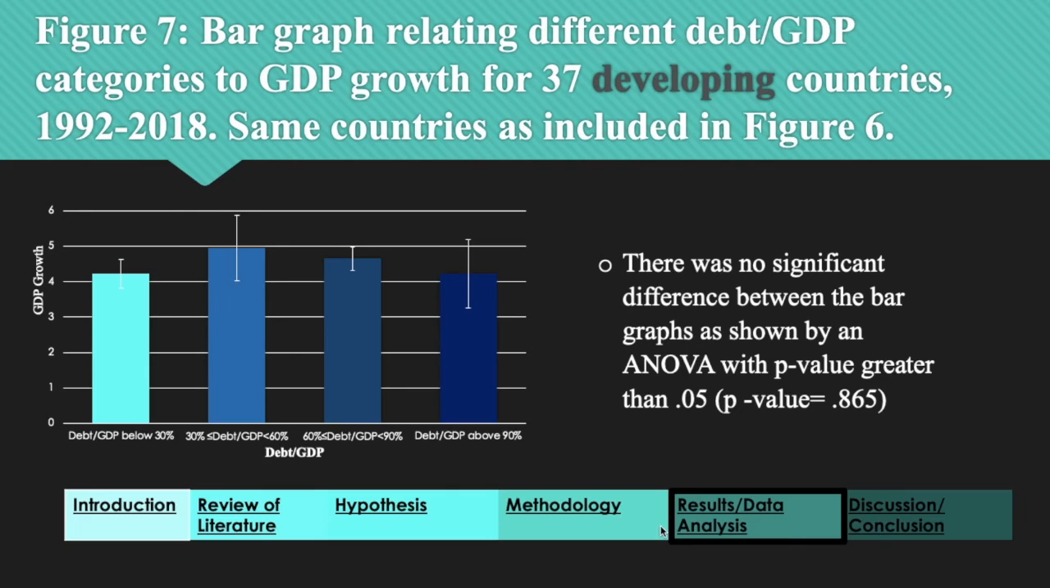Figure 7 is a bar graph relating debt to GDP growth for selected developing countries. There was no significant difference between the bars as shown by an ANOVA with a p-value greater than 0.05.